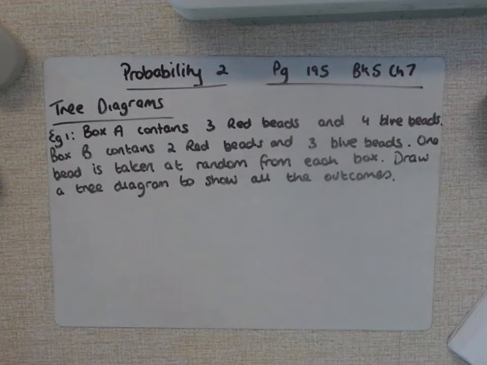Okay, box A contains 3 red beads and 4 blue beads. Box B contains 2 red beads and 3 blue beads. 1 bead is taken at random from each box. Draw a tree diagram to show all the outcomes.